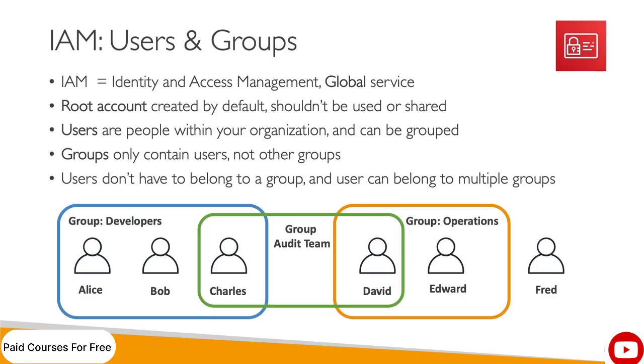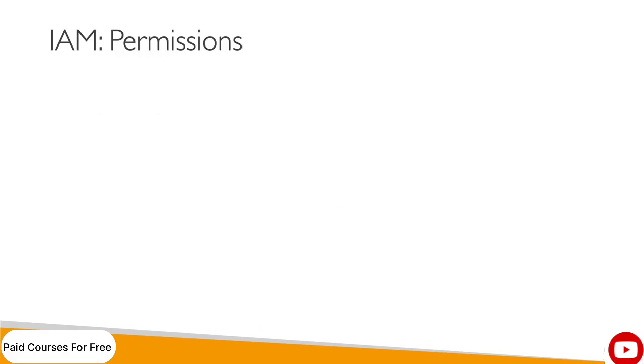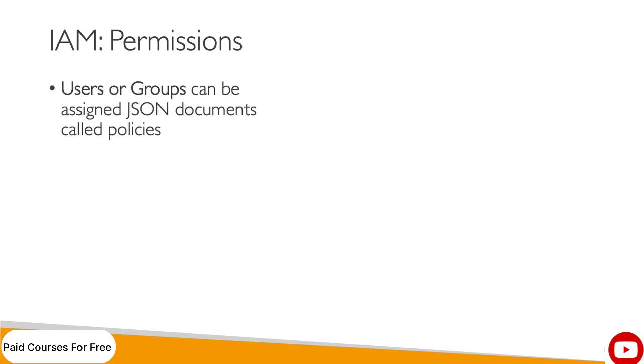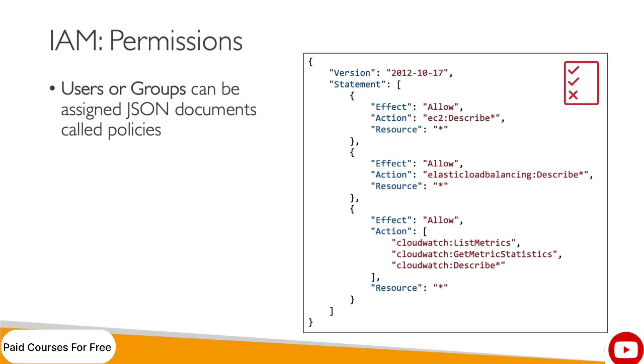So why do we create users and why do we create groups? Because we want to allow them to use our AWS accounts, and to do so, we have to give them permissions. Users and groups can be assigned what's called a JSON document, called a policy, an IAM policy. It looks just like this. You don't have to be a programmer. This is not programming. This is just describing in plain English what a user is allowed to do, or what a group and all the users within that group are allowed to do.